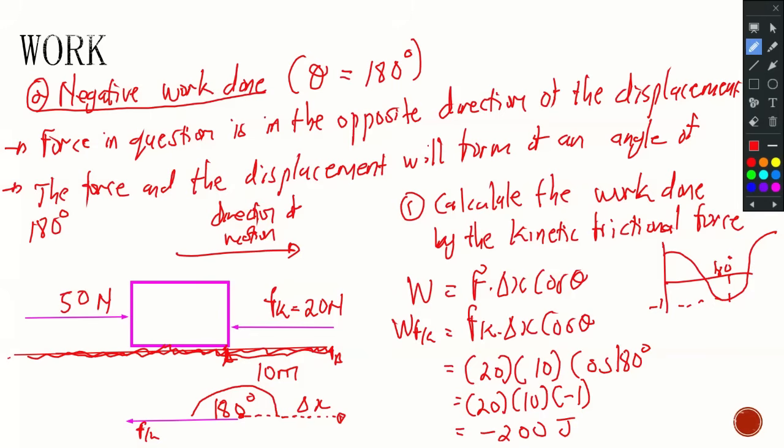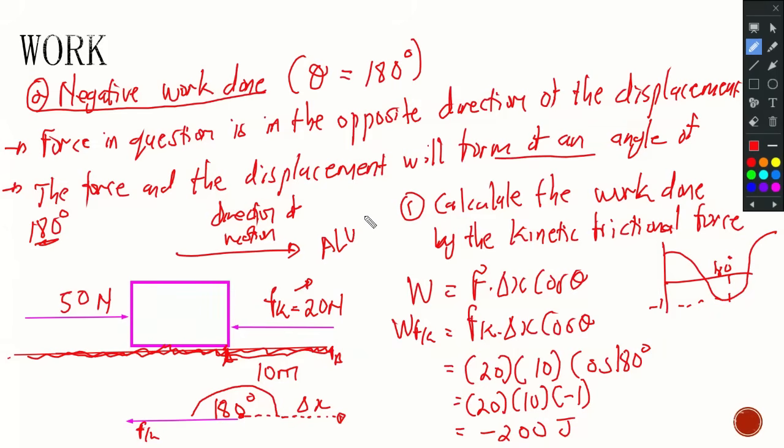So this is now what? Negative work done. Why is it negative work done? Because the force in question was in the opposite direction of the displacement, right? So therefore the force in that particular displacement forms an angle of 180 degrees. But cos 180 degrees is -1, which causes all of this to be negative, right? So it is always the case with Fk.